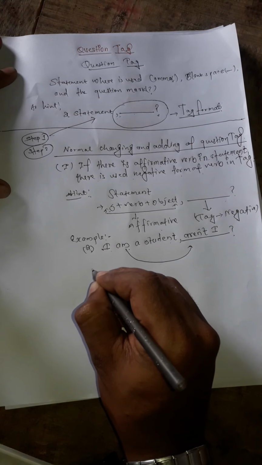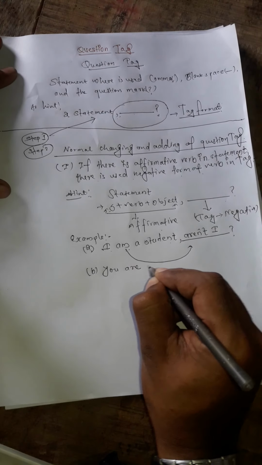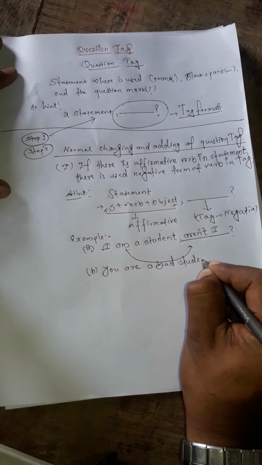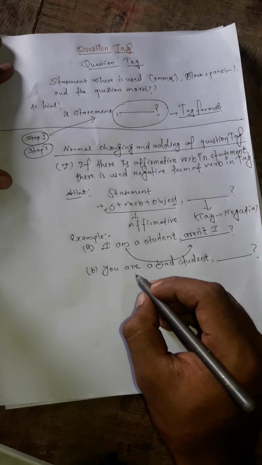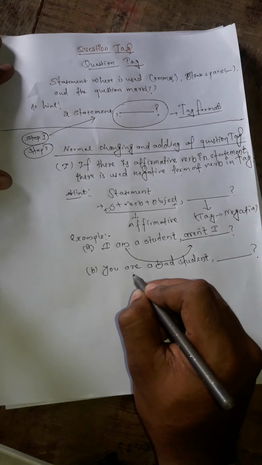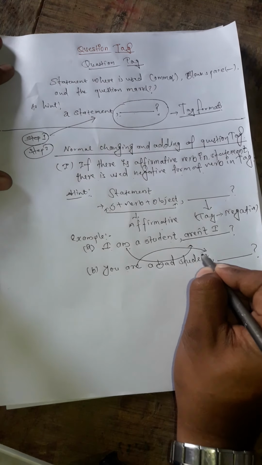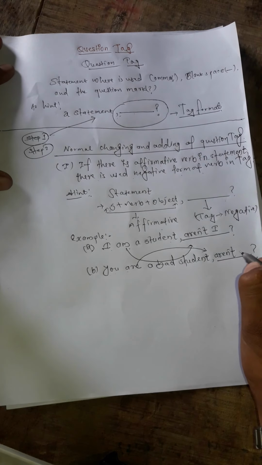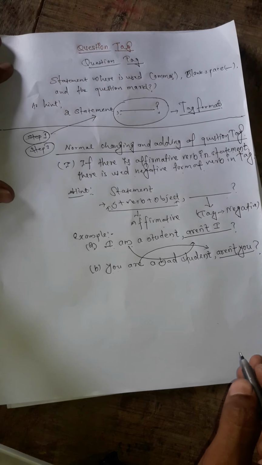Another example we can see here. You are a bad student. Now, in you are a bad student, are is affirmative and are is changed into negative. That means aren't. And you is written as you. Aren't you. It is step 1, 2.